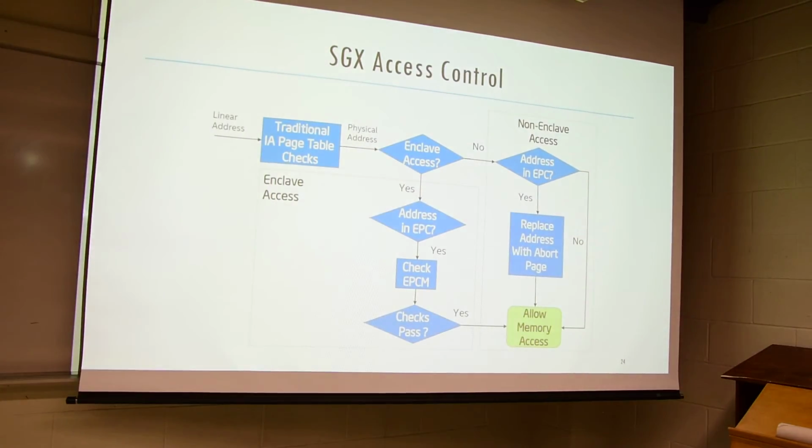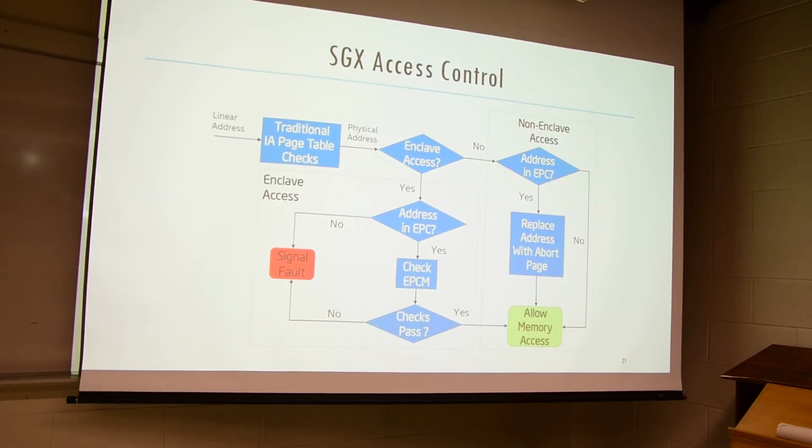Now, if that's not the case, then obviously there's a fault. And that's what's indicated here. So if you do enclave access, but the address is not in the EPC part, then you have a problem. If the checks that we talked about do not pass, you have a problem as well.